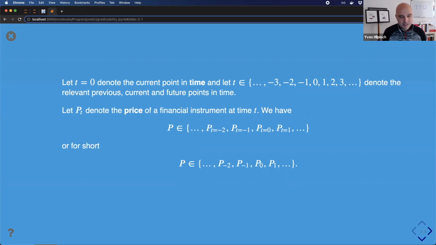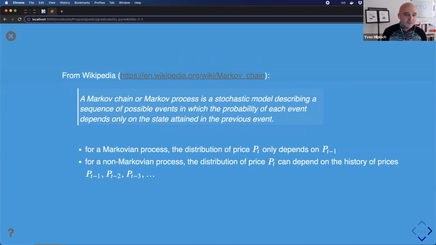That's the starting setup. So from Wikipedia, a definition of Markov chain or Markov process: a stochastic model describing a sequence of possible events in which the probability of each event depends only on the state attained in the previous event. So for a Markovian process, we would have that the distribution of PT only depends on PT minus 1. For a non-Markovian process, the distribution of PT can depend on the history of prices. So for example, when we get into the area of derivatives, exotic derivatives, we have many payoffs that are path dependent. This would be non-Markovian. For many other quantities, you would assume Markovian processes.